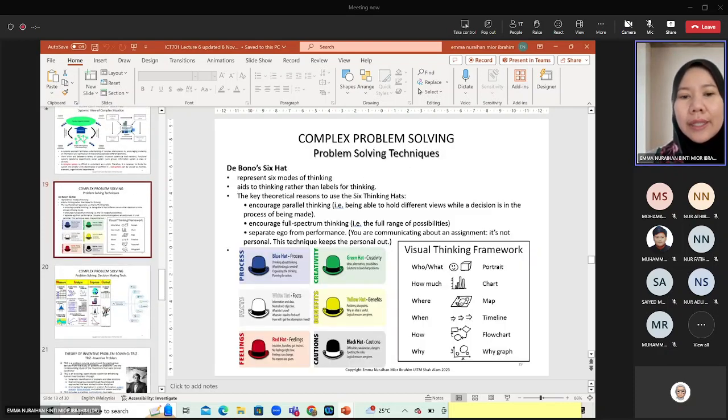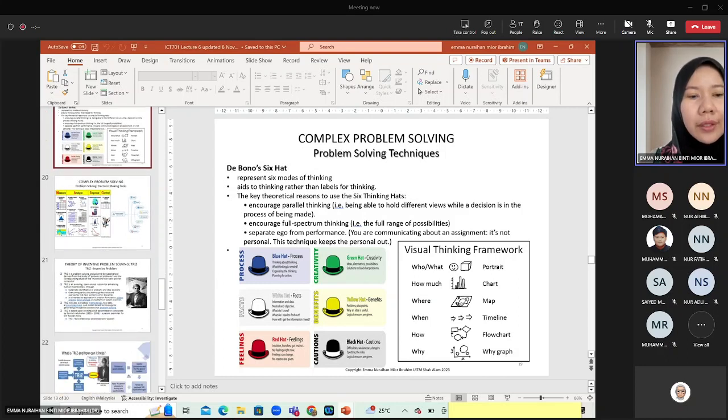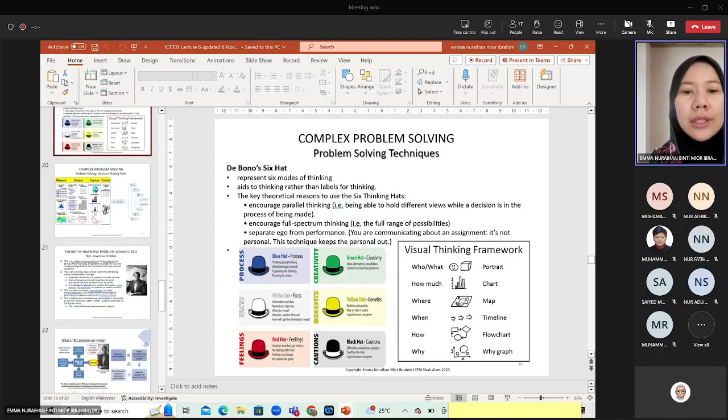Problem solving techniques. This is just extra knowledge for you, the bonus, 6 hats. If you hold the blue hat, you think about process, creativity, benefits, facts, feelings, caution. People use these problem solving techniques, perhaps with a visual thinking framework. Some people love to do PowerPoint, some love all this kind of visualization. That's why you have data analytics, because people need information from raw data. What kind of information can you get?